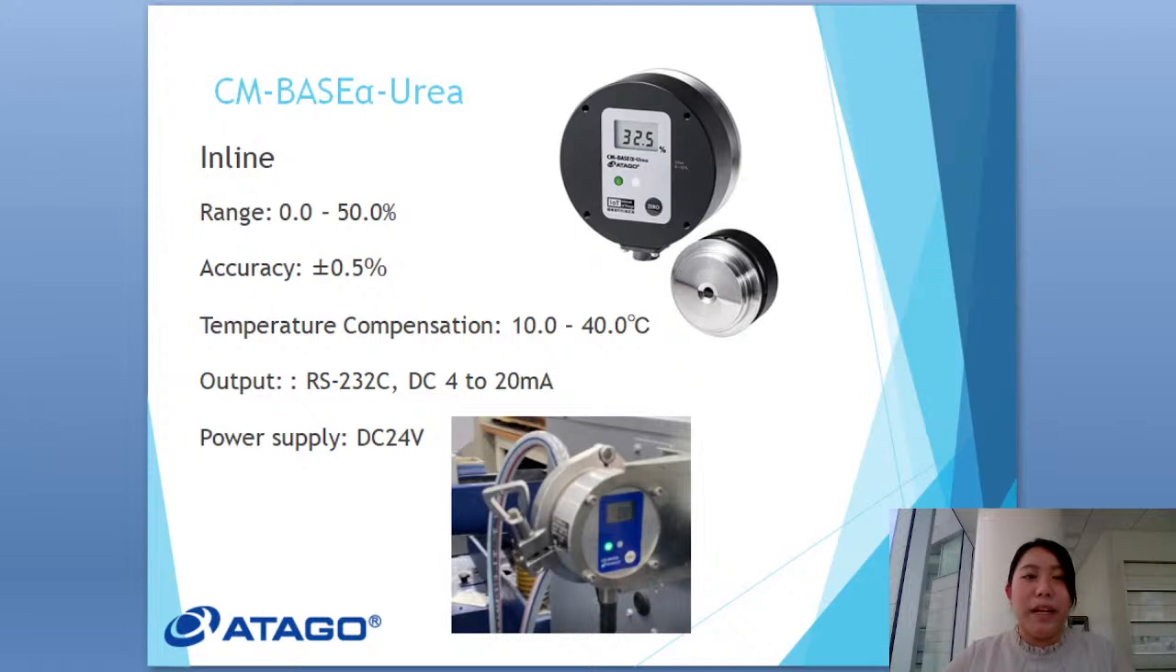Next, I would like to talk about our CM-BASEA-urea. This is our inline instrument. Not like PAL-urea, the range is a bit different. It's from 0 to 50%. The accuracy is plus minus 0.5. The temperature compensation is the same as PAL-urea, which is from 10 to 40 degrees.